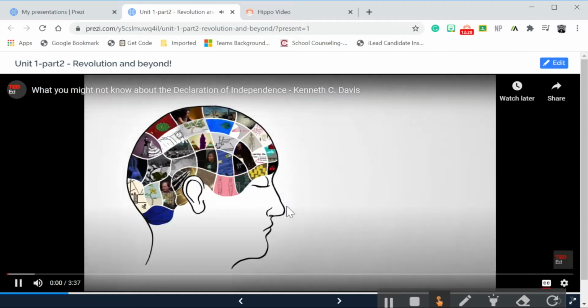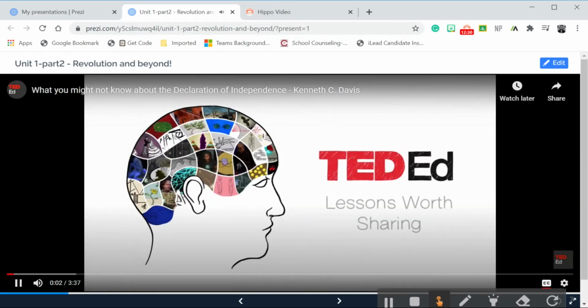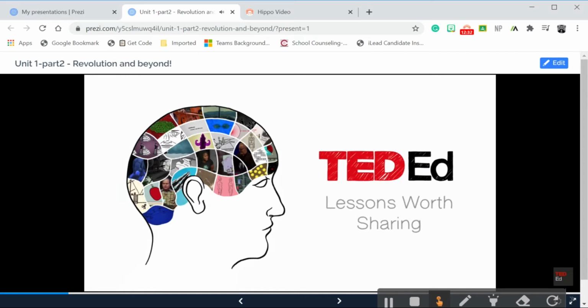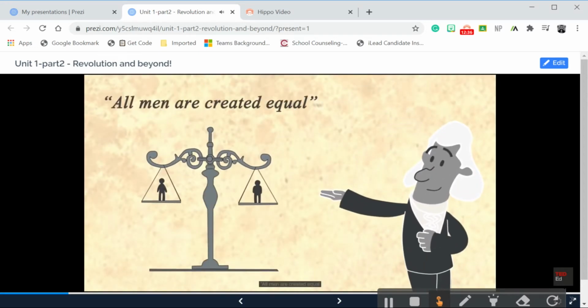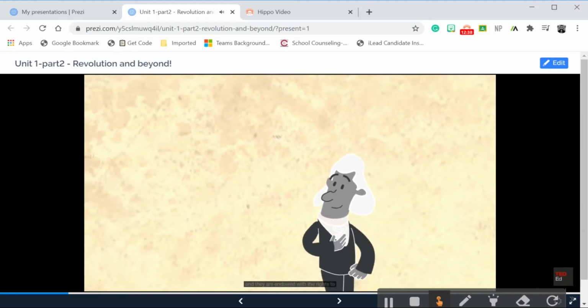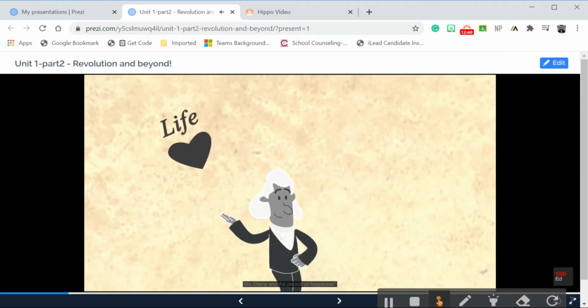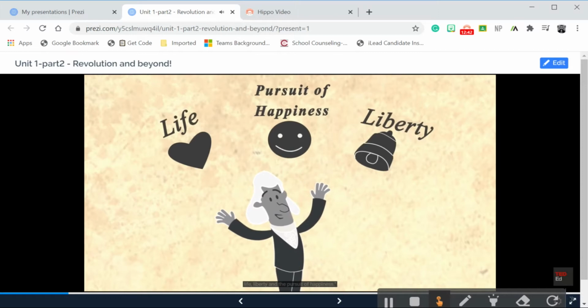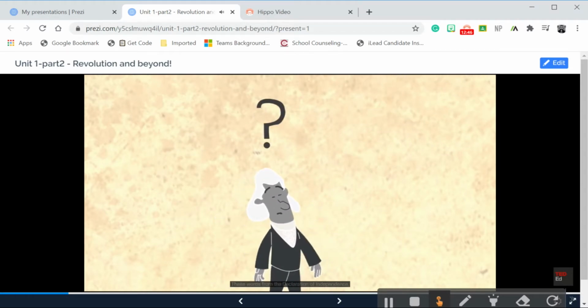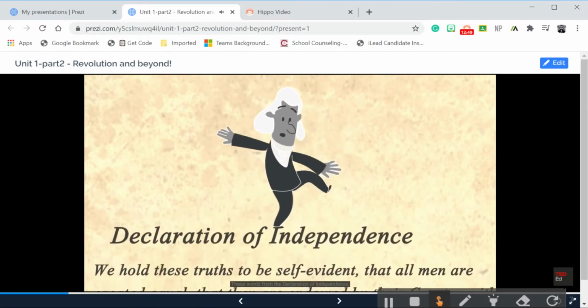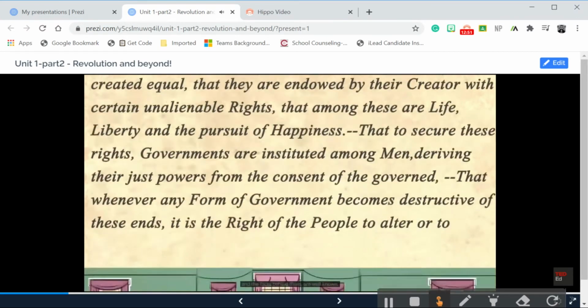Some of you might know about the Declaration of Independence. All men are created equal, and they are endowed with the rights to life, liberty, and the pursuit of happiness. Not so fast, Mr. Jefferson. These words from the Declaration of Independence and the facts behind them are memorable.